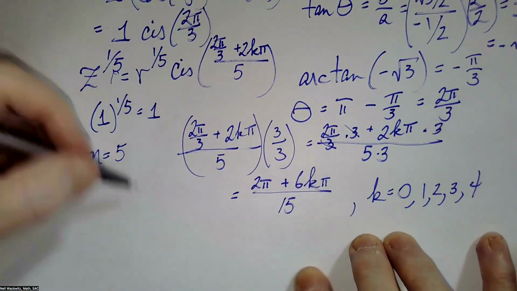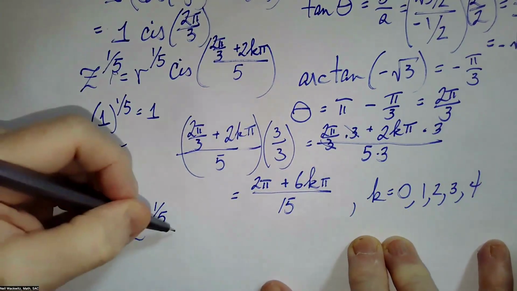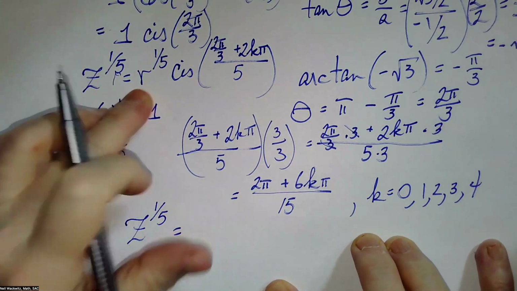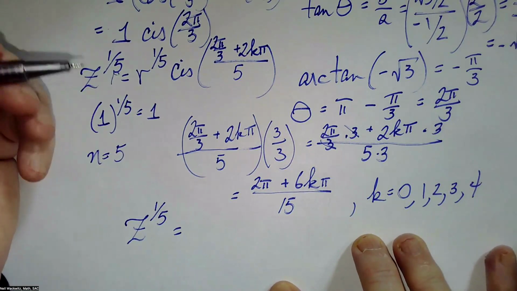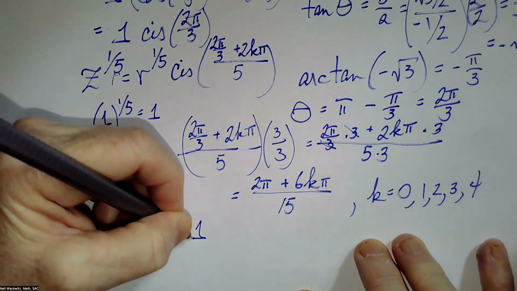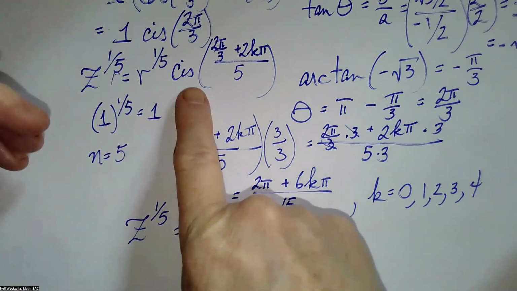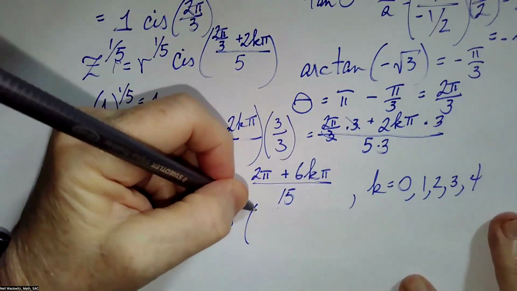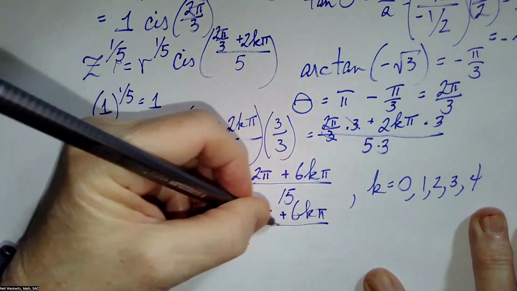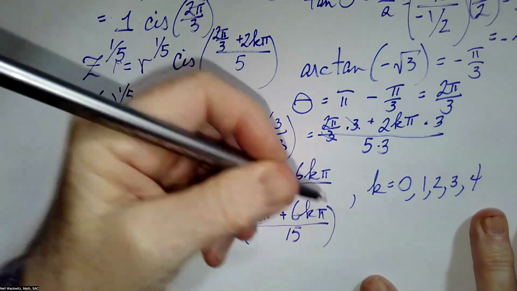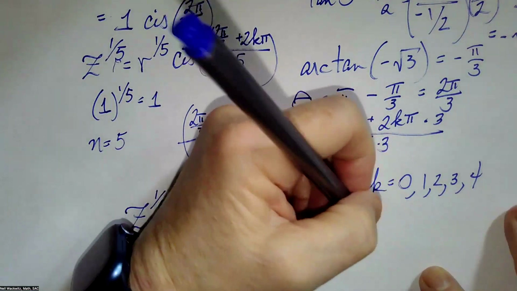So let's write the form of z to the 1/5. We said that r to the 1/5, that's the 5th root of 1. Well, 1 times 1 times 1 times 1 is 1. And then we've got cis of 2 pi plus 6k pi all over 15, where k is 0, 1, 2, 3, and 4.